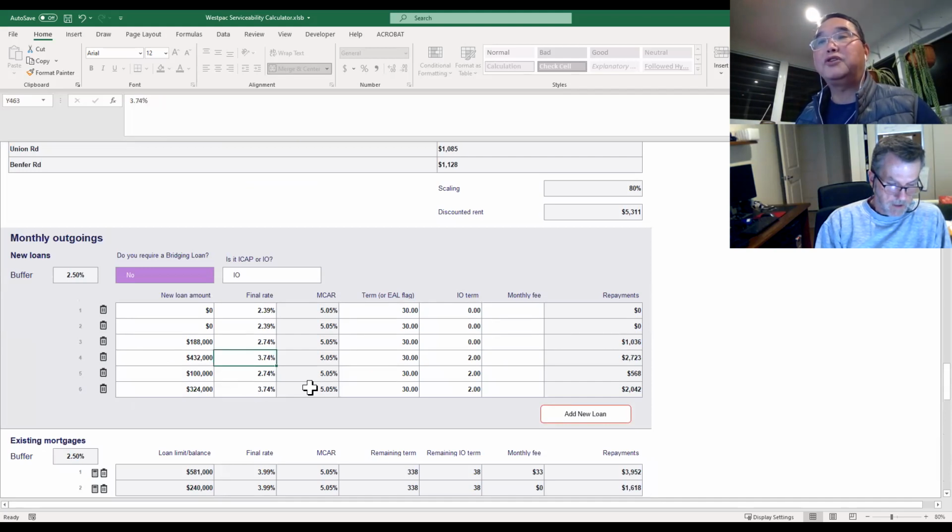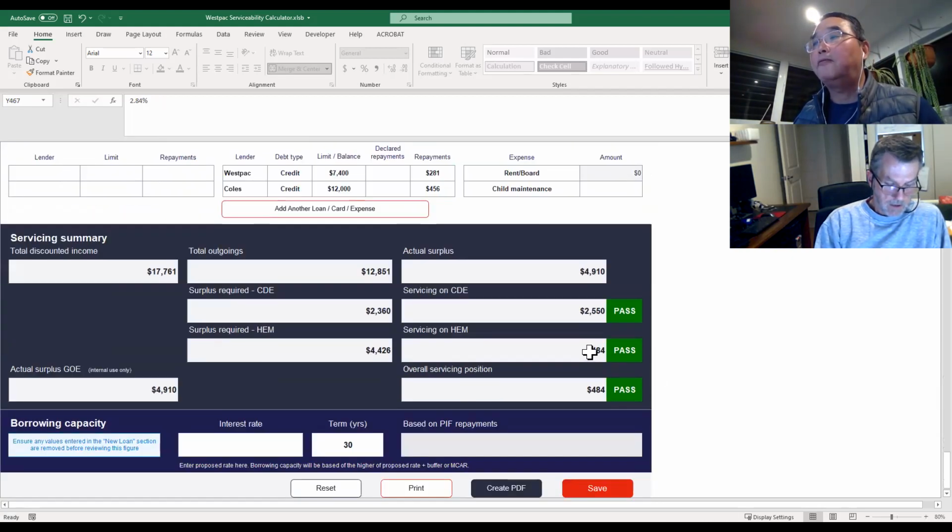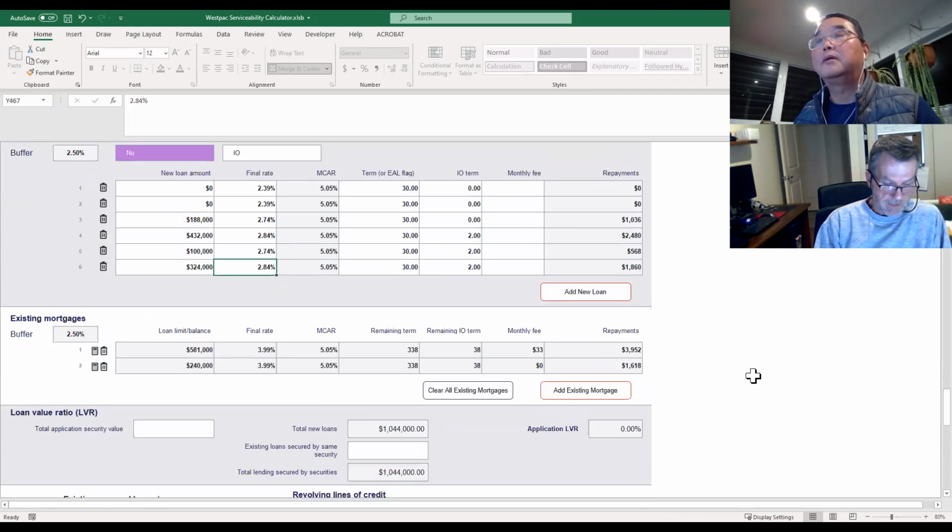But if we change to principal plus interest, then we are in a much better position. So we have a 484 surplus. Yeah. So NIB, which is hospital, in a fortnight. Okay, that's fine. So we should have a room.